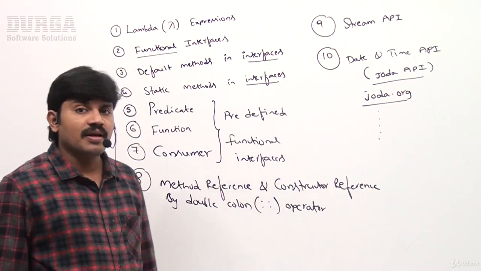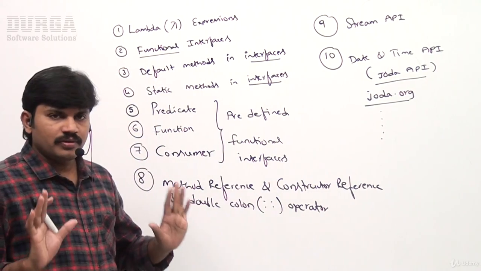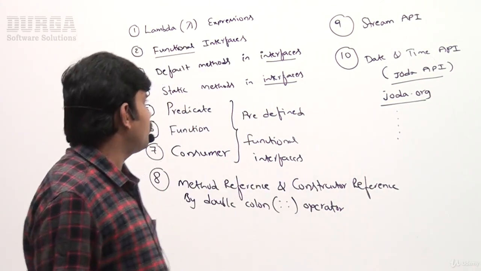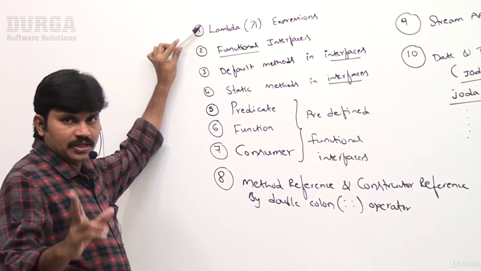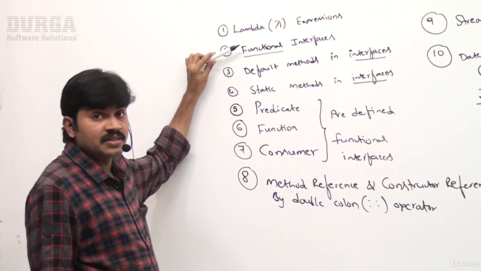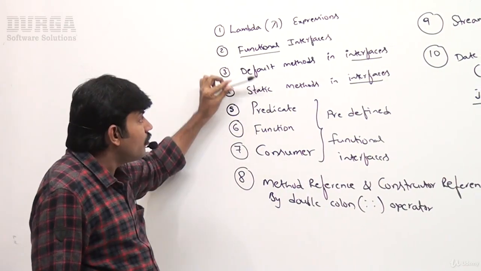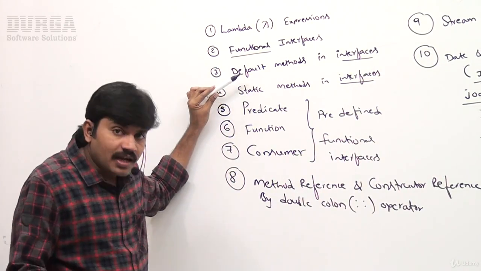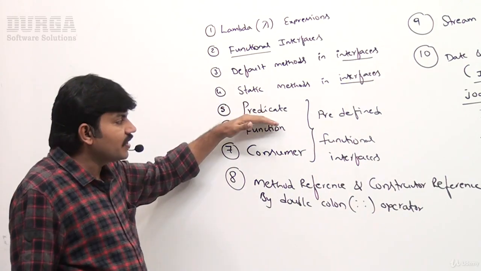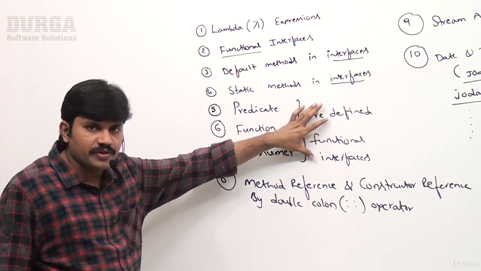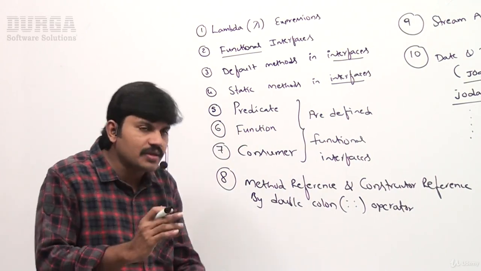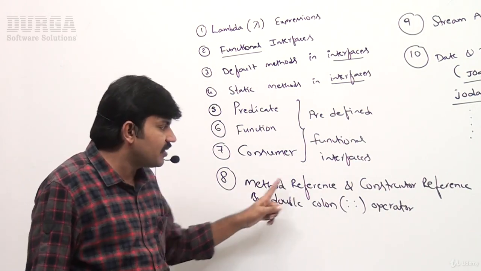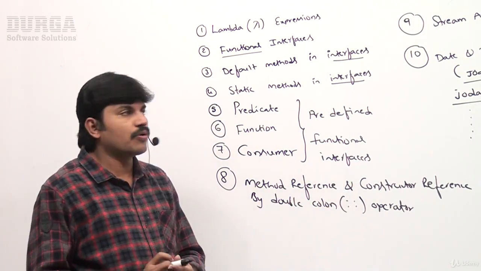So that's all. There are several other topics as well. Have you observed? These are the new features that came as part of the 1.8 version. First we need to talk about lambda expressions, functional interfaces. Next, a new addition in interfaces: default methods, what is their purpose, and static methods. After that we will talk about predefined functional interfaces like predicate, function, consumer, how we can use these with lambda expressions, and then the double colon operator, how to use method references and constructor references by using the double colon operator.